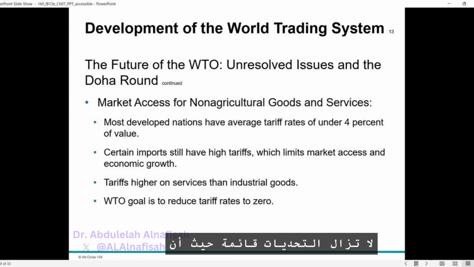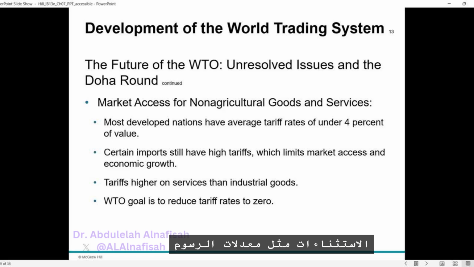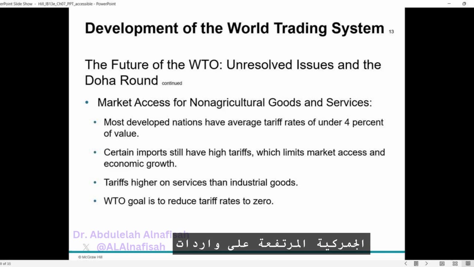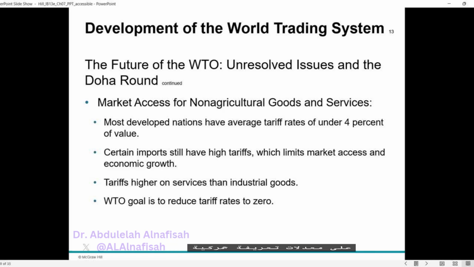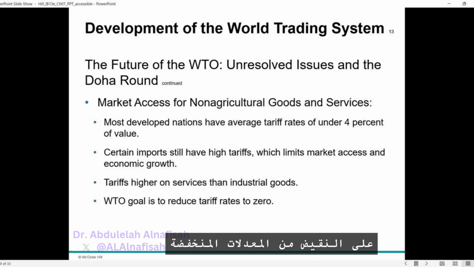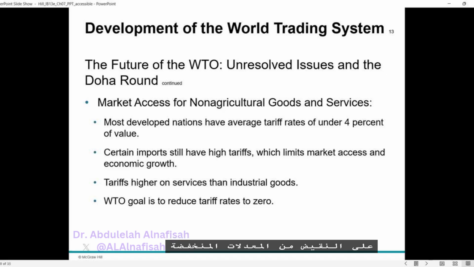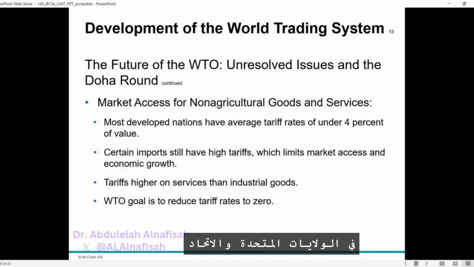However, challenges persist, as exceptions like high tariff rates on specific imports into developed countries hinder market access and economic progress. For instance, Australia and South Korea maintain high bound tariff rates on transportation equipment, contrasting with lower rates in the United States, the European Union, and Japan.